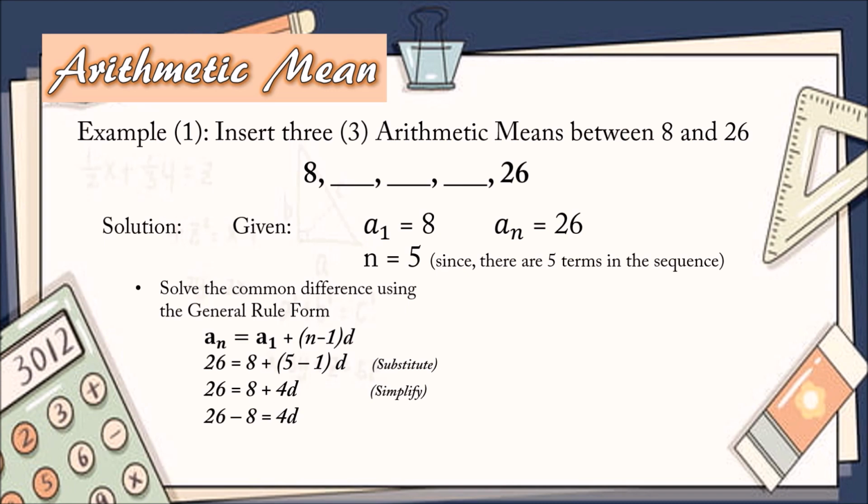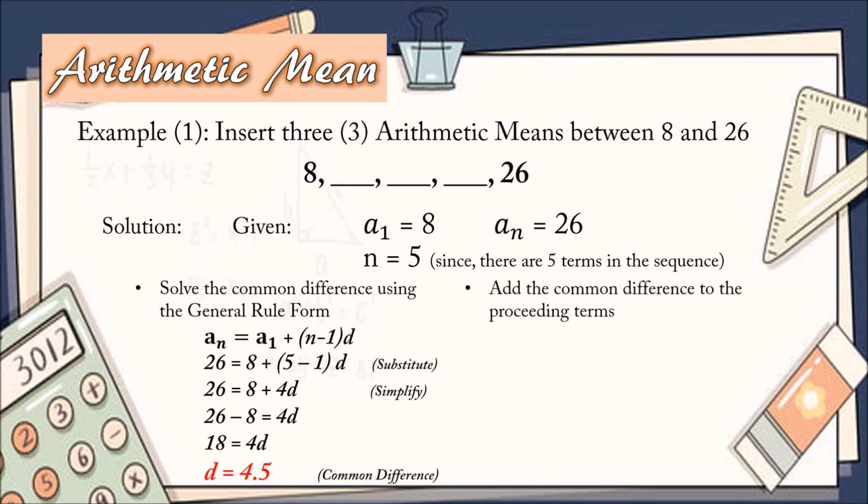26 minus 8 is equal to 4d. 18 is equal to 4d. And the result as a common difference is 4.5. Itong common difference ang ating gagamitin upang makuha ang mga arithmetic means by adding it to the preceding terms.